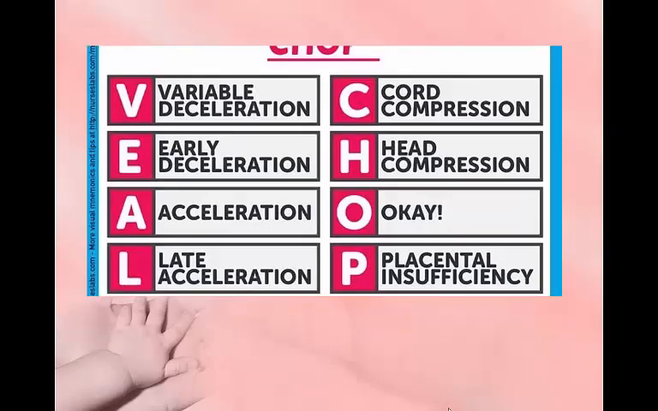So there's a helpful acronym that you guys can use to remember the types of periodic changes that we see and the pathophysiology behind them, and it's VLCHOP. So variables, earlies, accelerations, and late decelerations, and then the corresponding pathophysiology behind them. So for variables, it's cord compression. For earlies, it's head compression. Accelerations are okay, or they mean good oxygenation. And lates is placental insufficiency.